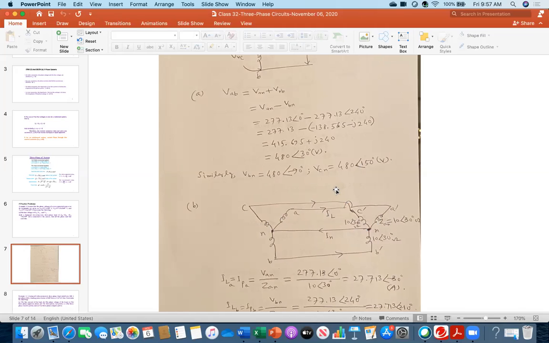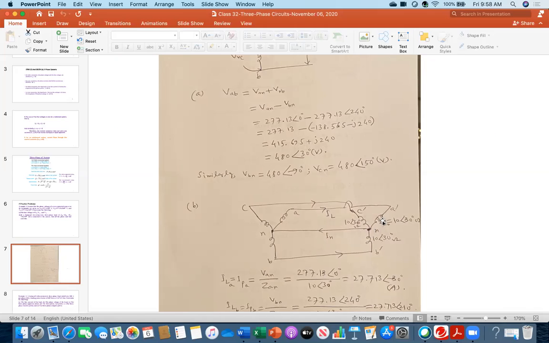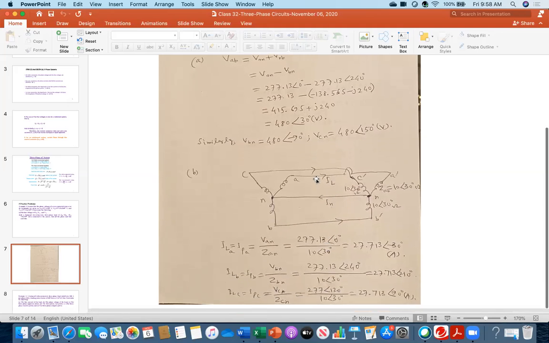So everybody see, your question was to find all the phase and line currents. This means how much current is flowing through these coils and what is the line current. That is the question. Because this is a Y connection, the current that is flowing here, which is called the line current, is the same current entering the phase because it is connected in series, right? The current that is flowing here, the same current is entering here.